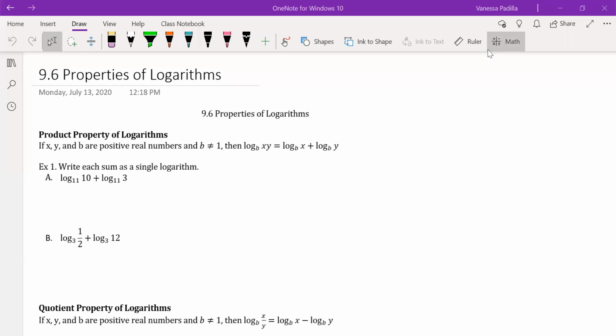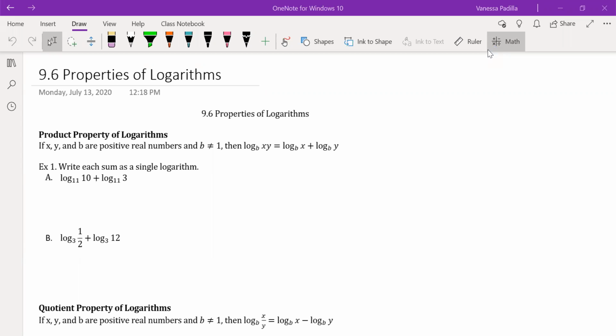Okay, so here we have 9.6 properties of logarithms, and we're going to be going over 3 properties. The first one is the product property. If x, y, and b are positive real numbers and b is not equal to 1, then log base b of x times y is equal to the sum of log base b of x plus log base b of y.